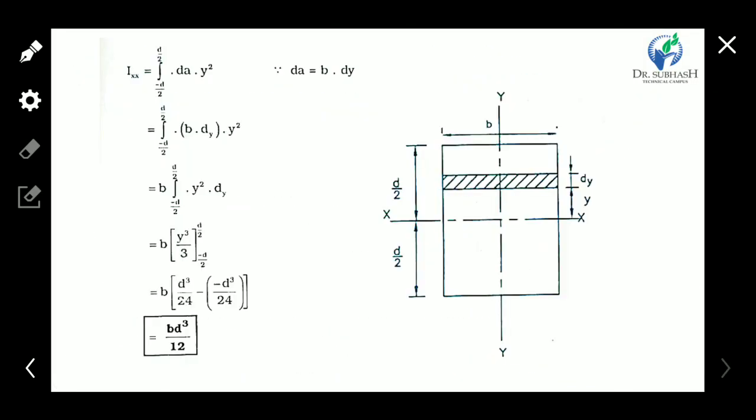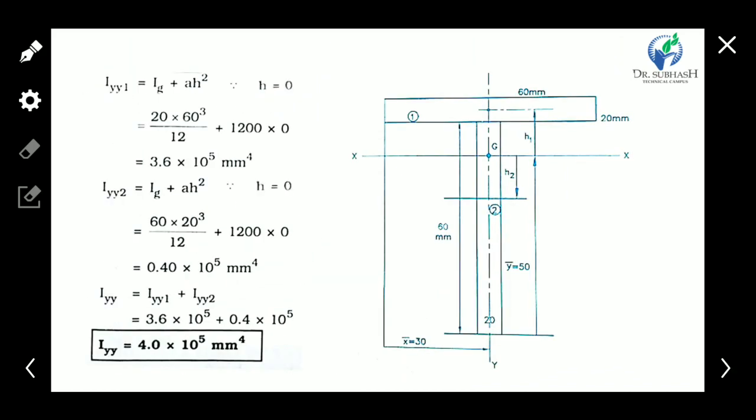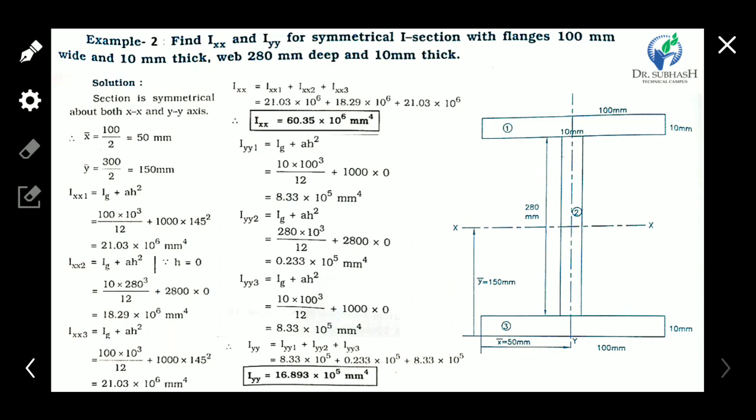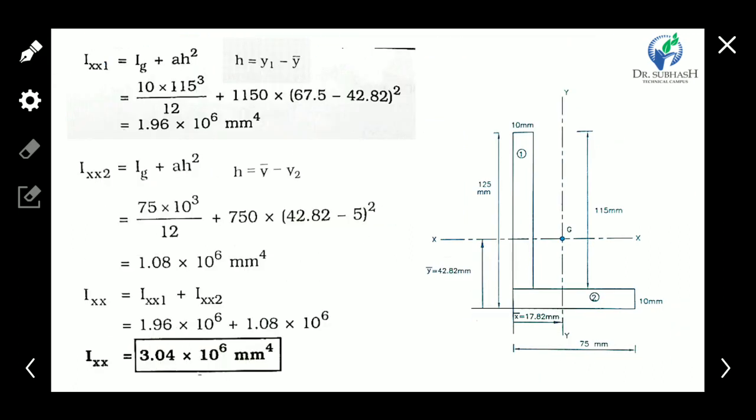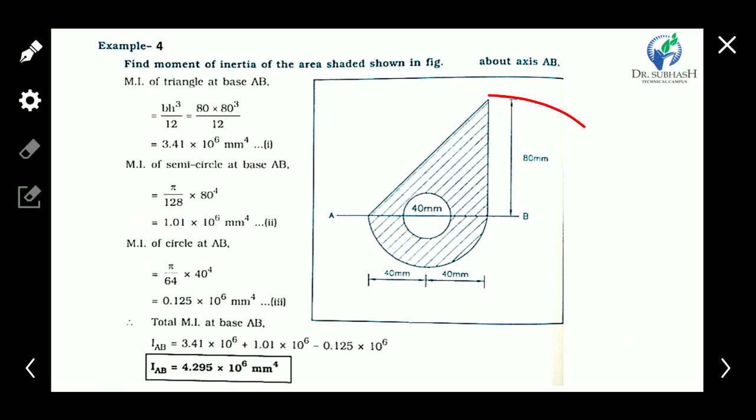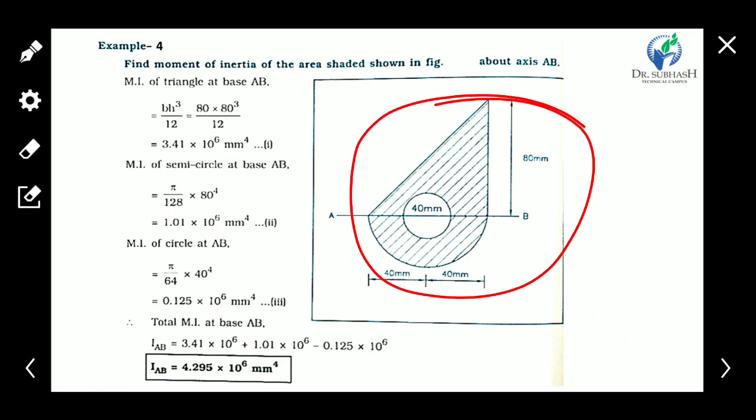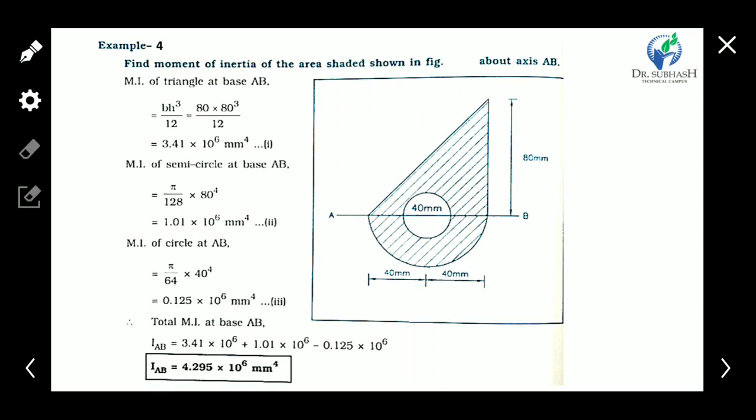These things were discussed in the last three lectures, and sums of T section, I section, and L section were already solved. Now the area is a little bit complex. Here there is a triangle, a semicircle, and a circle. What we have to find out is the moment of inertia of the shaded area as shown in the figure about axis AB. The circle is not shaded.